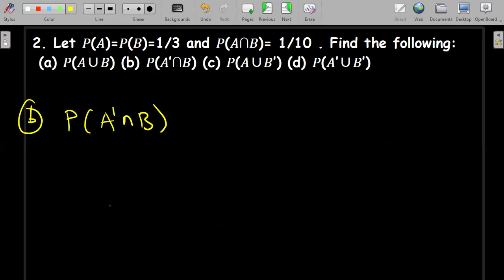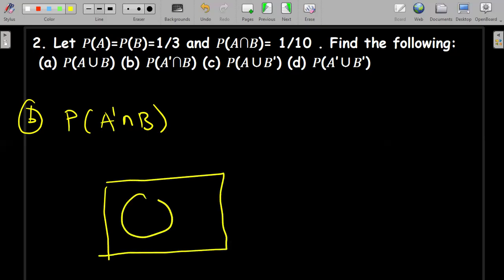If it's confusing to see, you just draw up a Venn diagram. You have your A there, and then you have your B. A complement is everything that is outside this set A, and B is everything that is here. So the A complement intersection B is this part here that I'm shading. How do we find the probability of this part that I've shaded?